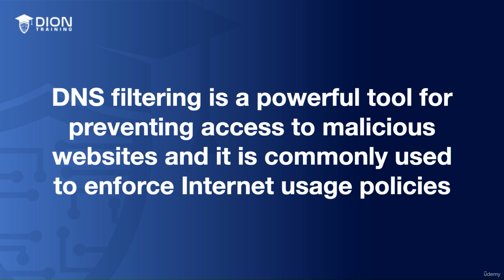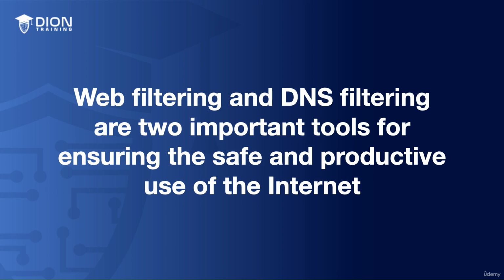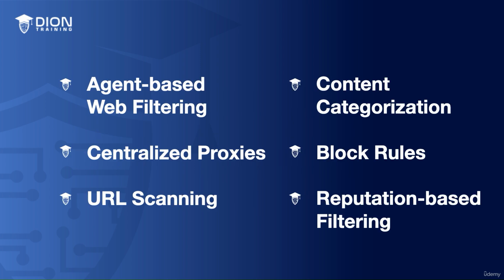In these cases, the school or university might block access to sites that host social media accounts, adult content, or gambling. So remember, web filtering and DNS filtering are two important tools for ensuring the safe and productive use of the internet. By using web filtering and DNS filtering, your organization can prevent its employees from accessing malicious or distracting websites while enforcing your organization's internet and usage policies. Web filtering can be agent-based or agentless, and it can involve URL scanning, content categorization, block rules, and reputation-based filtering. DNS filtering helps to prevent the translation of specific domain names to their corresponding IP addresses.